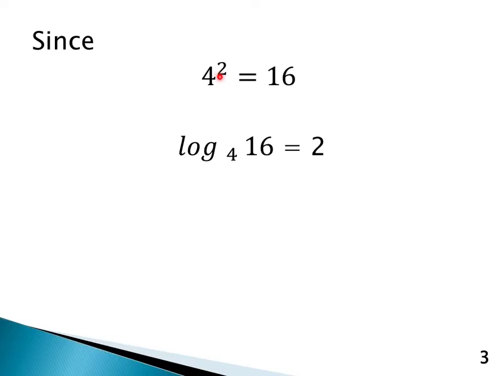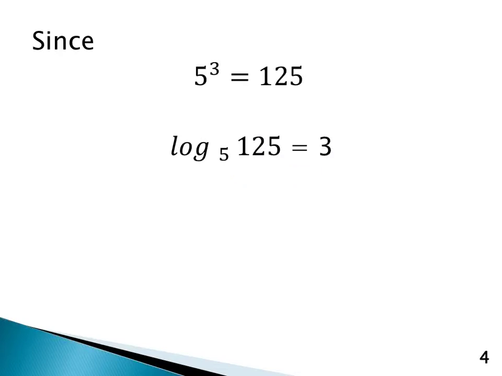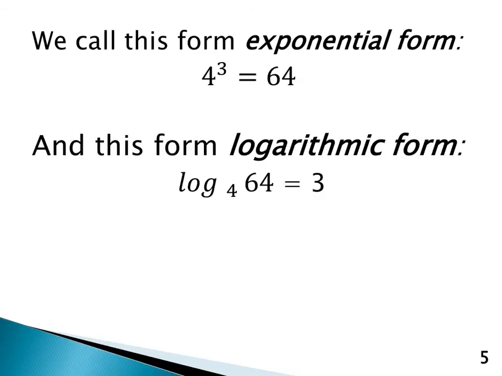If we have 4 to the second power equal to 16, then we can say log base 4 of 16 equals 2. And this occurs because 4 raised to the second power equals 16. Since we have 5 cubed is equal to 125, then log base 5 of 125 equals 3. When we write these equations like this, it is called exponential form, and when we write it like this, naturally it's called logarithmic form.